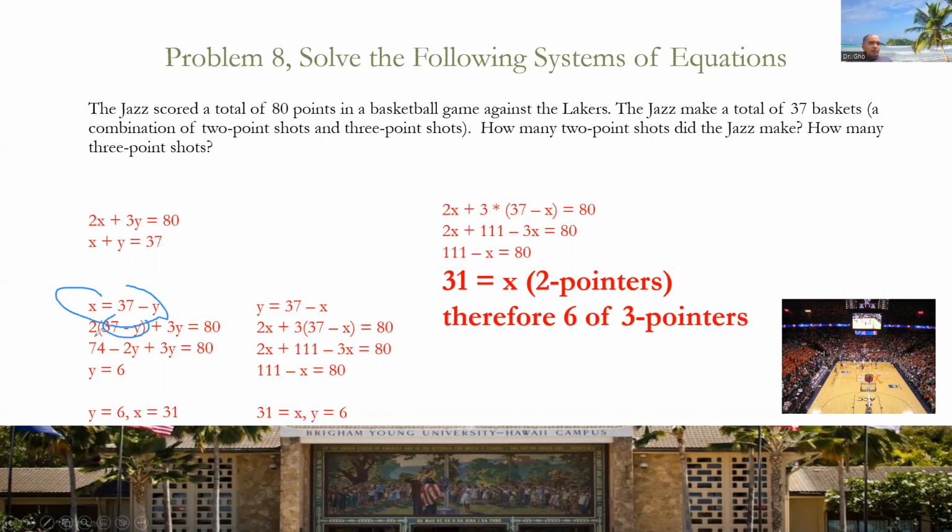We end up with 2 times 37, which is 74, 2 times negative y, which is negative 2y, plus 3y equals 80. We work through the math. y equals 6. And if we plug in y equals 6 right here, subtract 6 from both sides, we have x equals 31. So we have 31 2-pointers and 6 3-pointers. Or we could have worked through that.